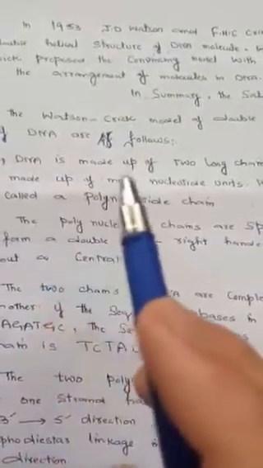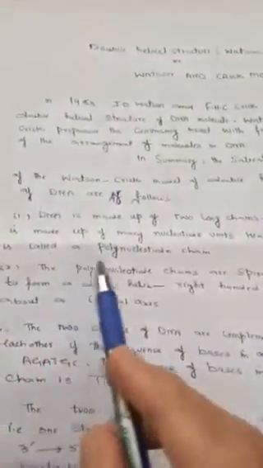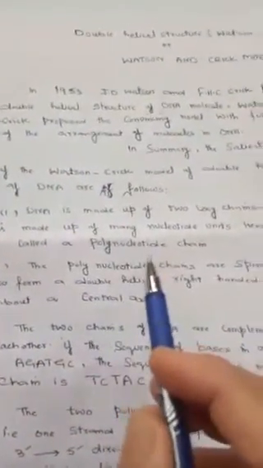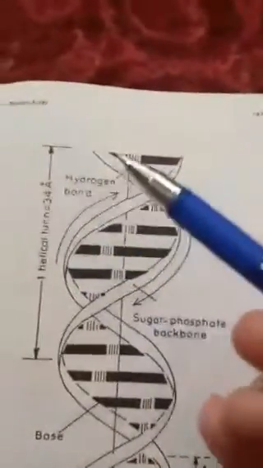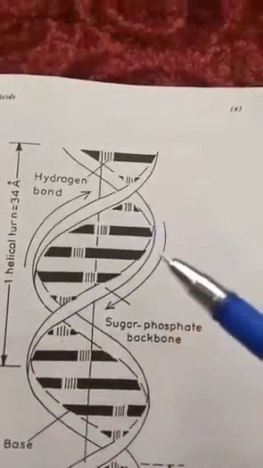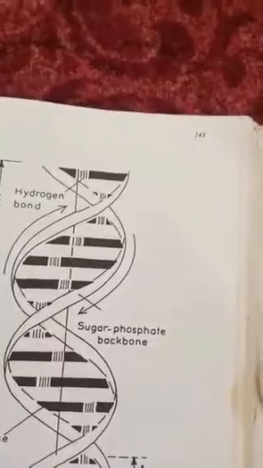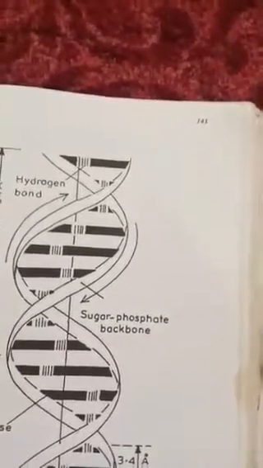DNA is made up of two long chains. Each chain is made up of many nucleotide units. Hence, each chain is called polynucleotide chain. Let us have a look here. DNA is made of two long chains which are known as polynucleotide chains.